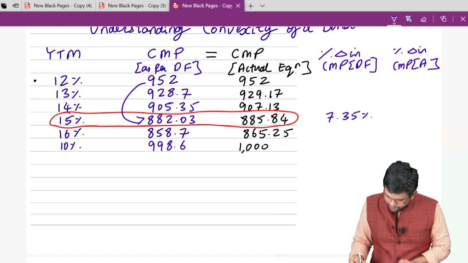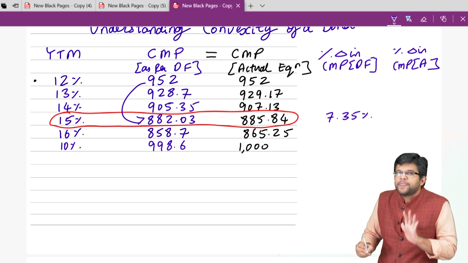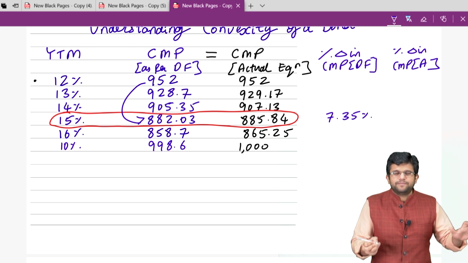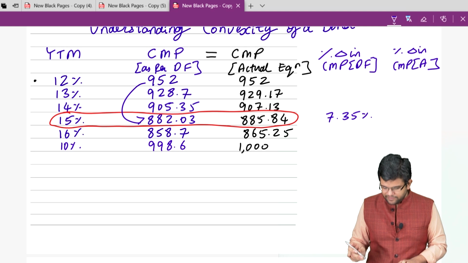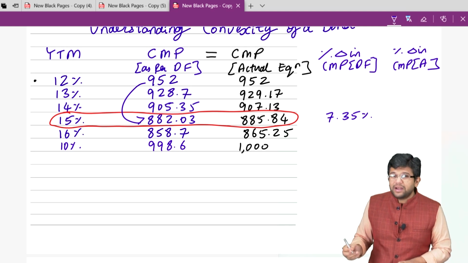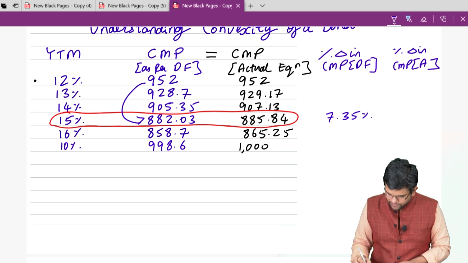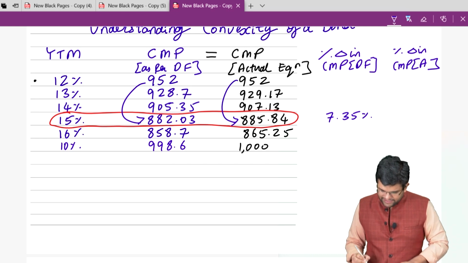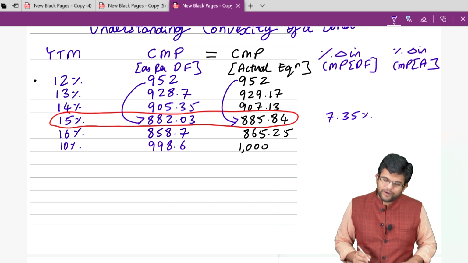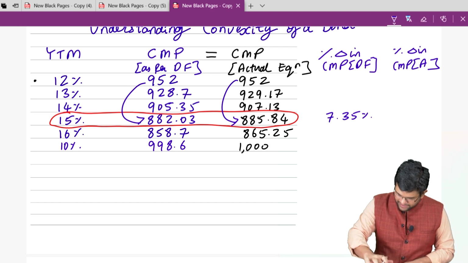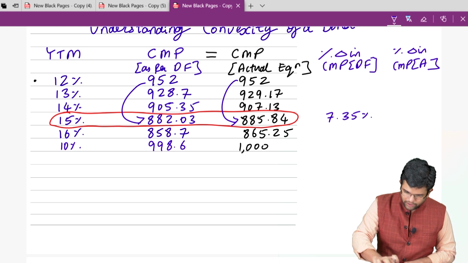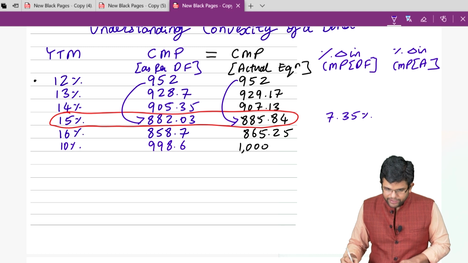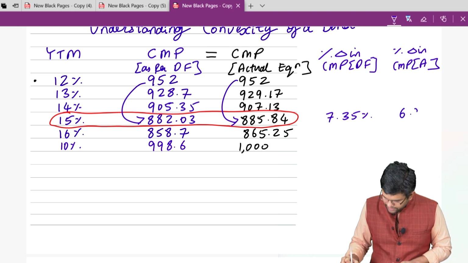7.35%. Okay, 7.35% is what the change in current market price should be as per the derivative function, as per the volatility, that is the V, of 2.45% for every 1%, so 7.35% for 3%. But the actual delta percentage in current market price will be 952 minus 885.84 divided by 952 into 100. So let's do it. 952 minus 885.84, okay, 885.84 divided by 952 into 100, that should give us 6.95%. Okay, I'll write down here 6.95%.